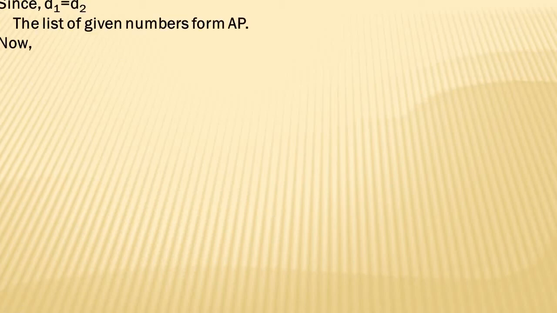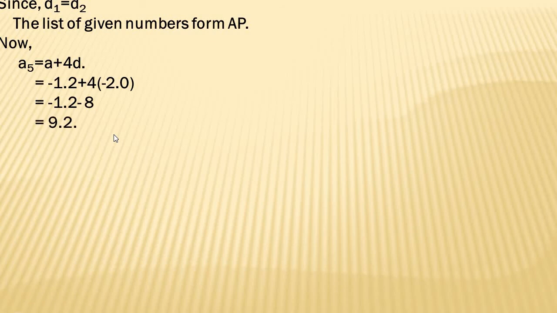Now we have to find out the next three terms. How do we do that? Fifth term, the formula is very simple, A plus 4D. Just write down the values: the first term, minus 1.2 plus 4 into minus 2.0. Be careful again because here plus into minus becomes minus, and if both the signs are minus, you have to add. Minus 1.2 minus 8, 4 2s are 8. Okay. So if you just add it, you get minus 9.2.